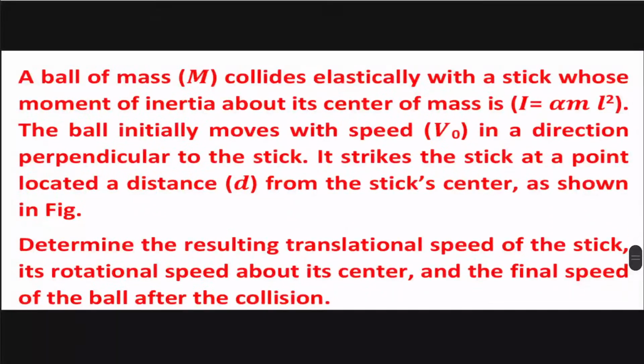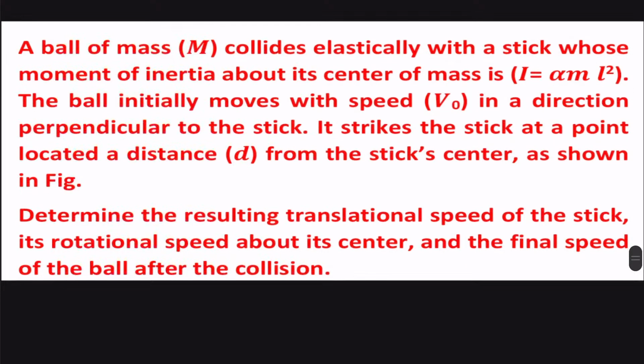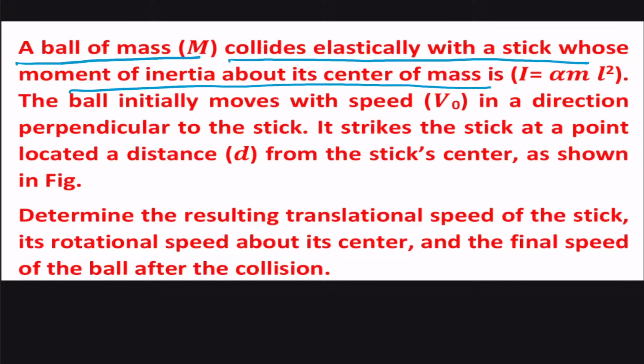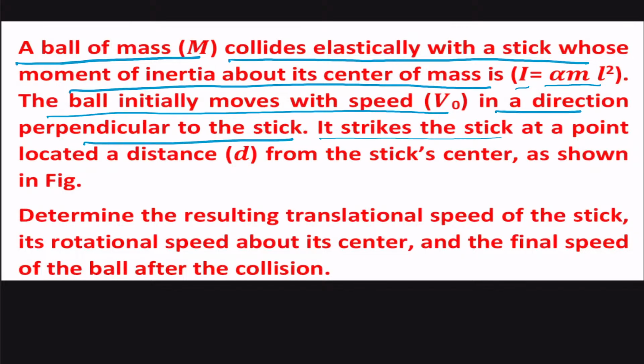So this was the second question, and we come to our third question. This third question states that a ball of mass m collides elastically with a stick whose moment of inertia about its center of mass is given as I = αml². The ball initially moves with a velocity v0 in a direction perpendicular to the stick. It strikes the stick at a point located at a distance d from the stick center as shown in the figure.